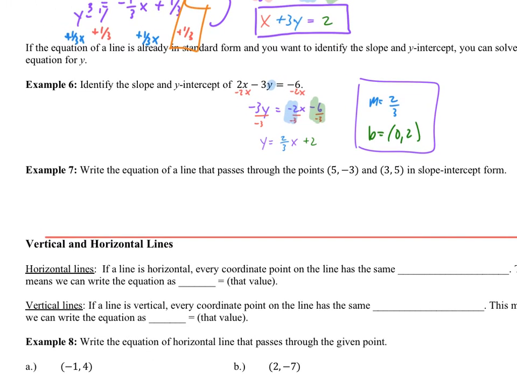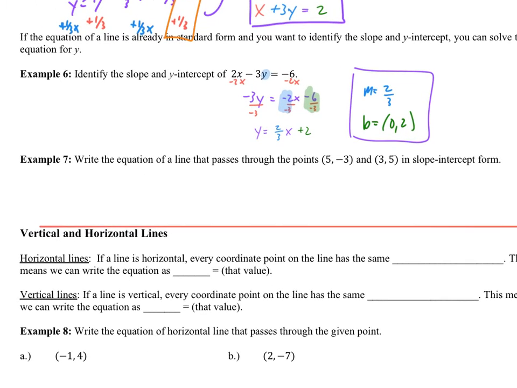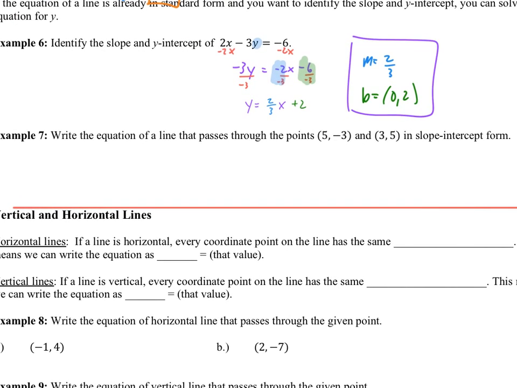All right. Last one here that we're going to do today on this part of the video. Write the equation of the line that passes through these 2 points in slope-intercept form. Make sure you think about what the answer is going to look like. You need to end up at y equals mx plus b. So what are the pieces I need in order to accomplish that?